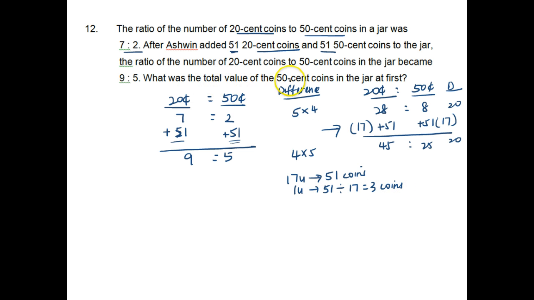What is the total value of the 50-cent coins? We are looking at the 50-cent coins. So there are 8 units at first. So 8 units will be 8 times 3, which is 24 coins. I want to find the value, so I take 24 times 50 cents, and the answer is $12.